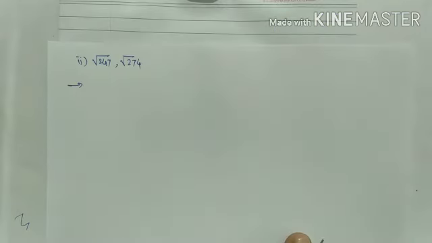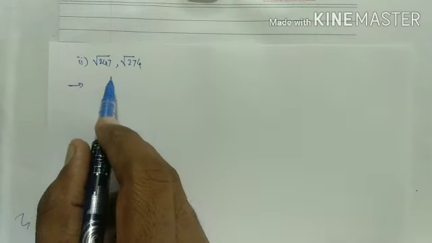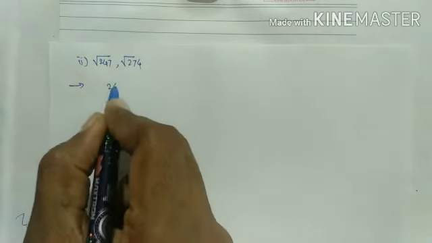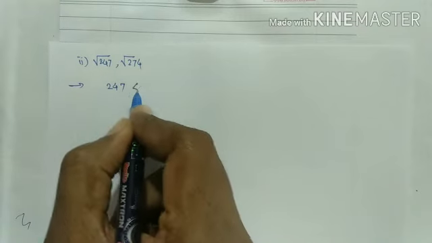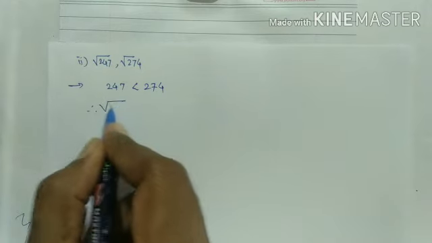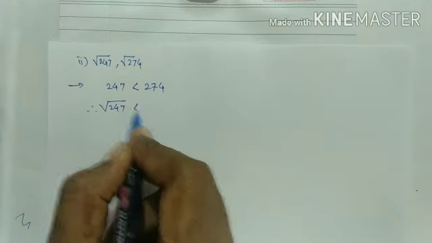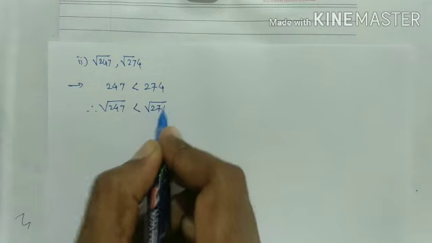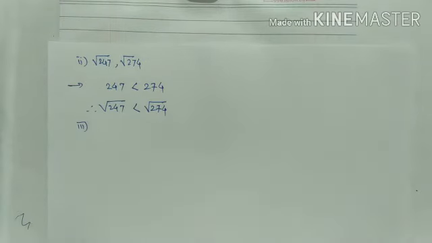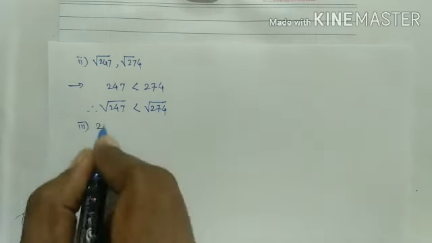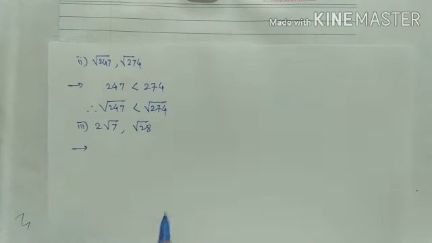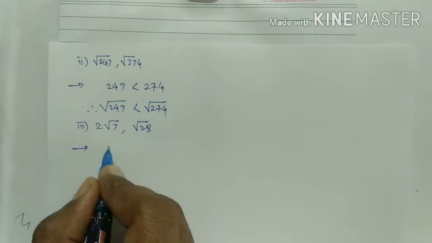Now the next example is root 247 and root 274. Here this 247 is less than 274, and therefore this root 247 is less than root 274. A very easy example. Then the next example is 2 root 7 and root 28. Now we have to compare them, so let us first convert this into a pure surd.